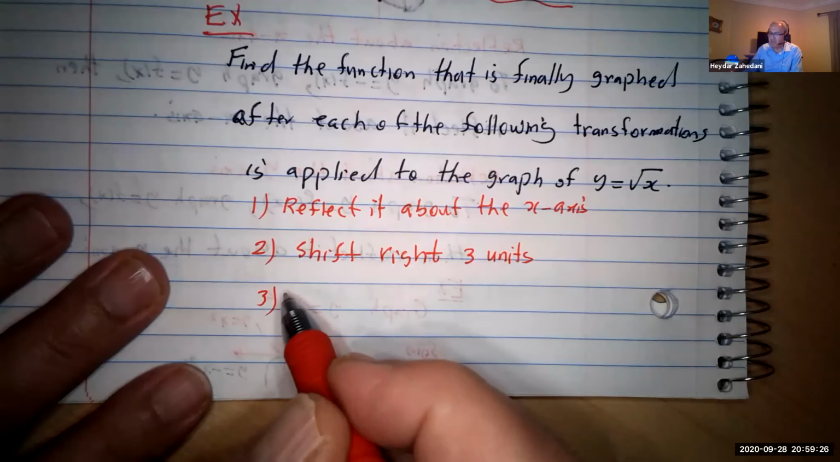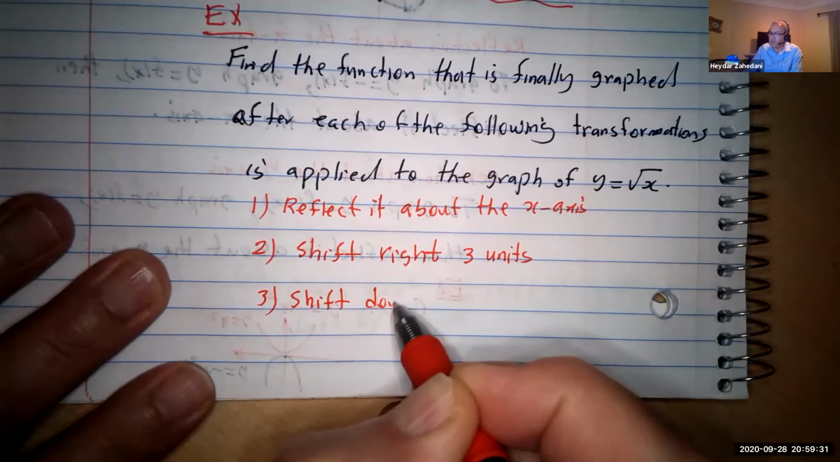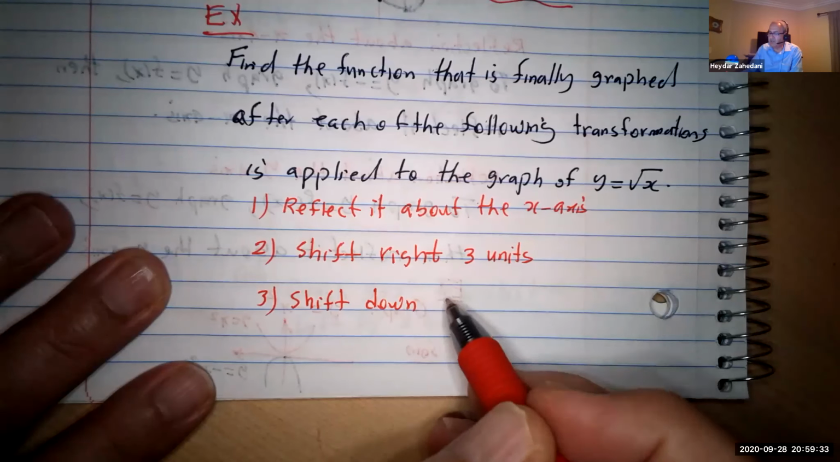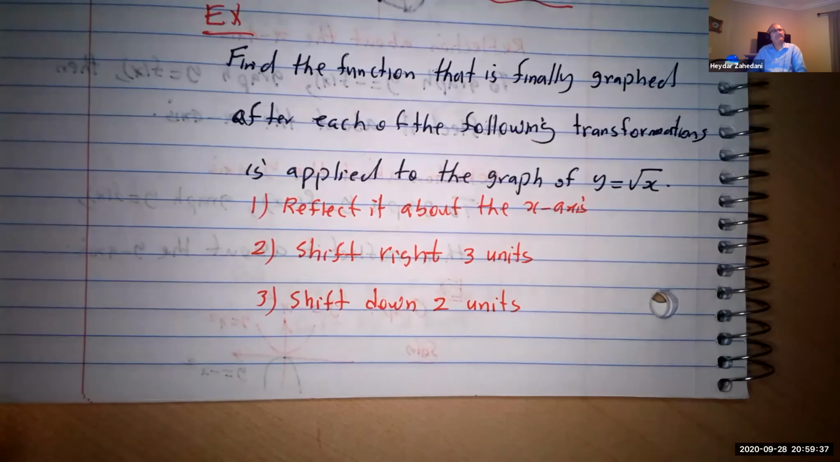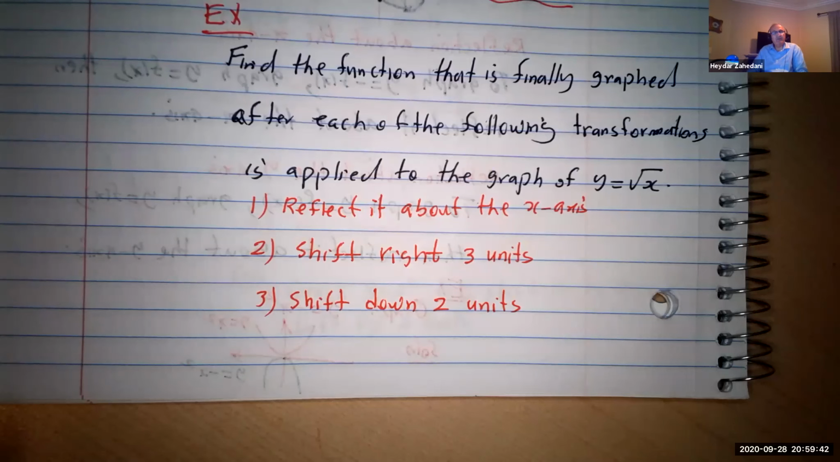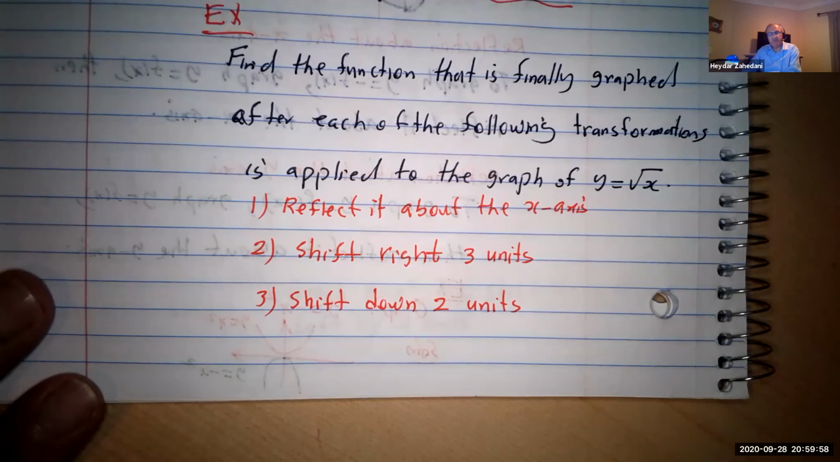And the third one, you want to shift it down. Shift down 2 units. So you do this operation one by one, and then we want to know what's going to be finally the formula for the function. Okay, are you ready? We do it one by one.